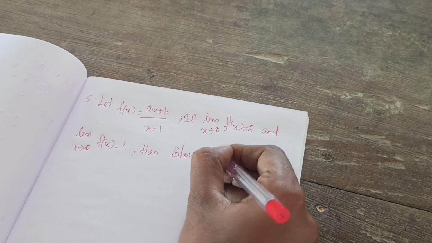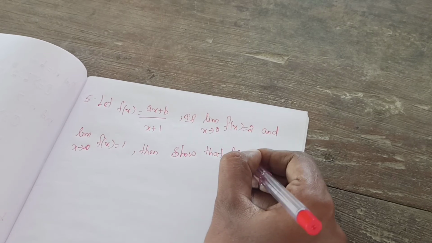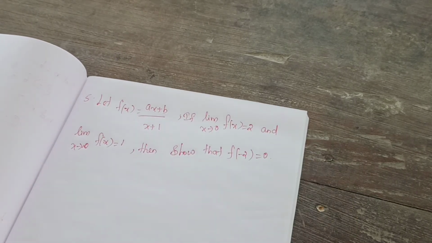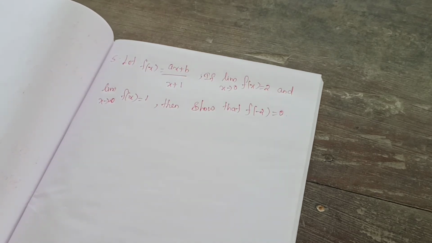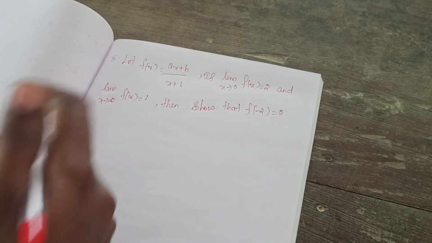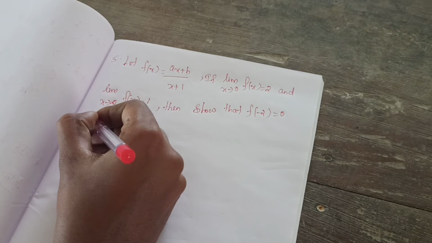Then show that f of minus 2 is equal to 0. Okay, f of x is equal to ax plus b, if limit x tends to 2, f of x equal to 2, and limit x tends to infinity, f of x equal to 1. Then show that f of minus 2 is equal to 0.